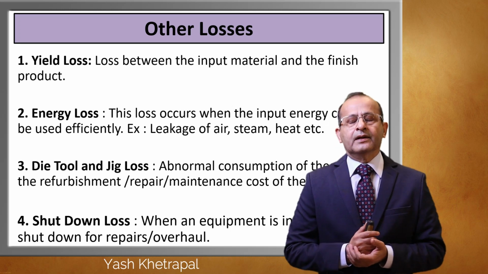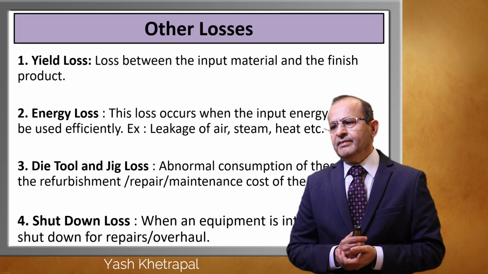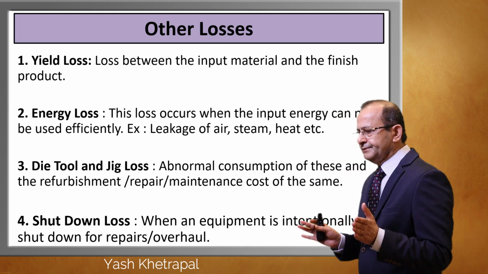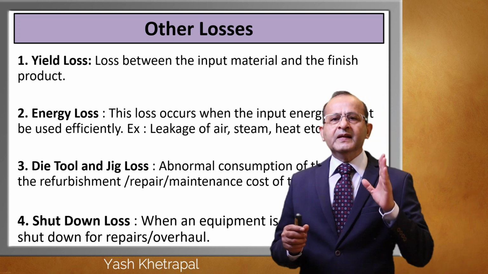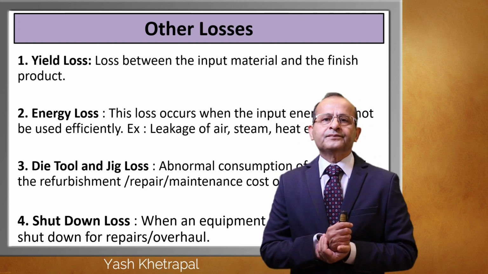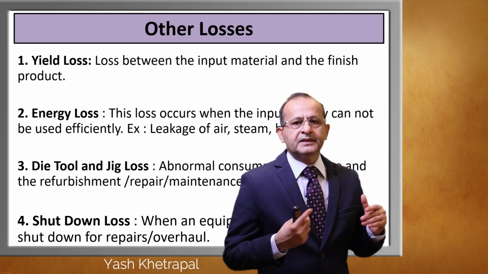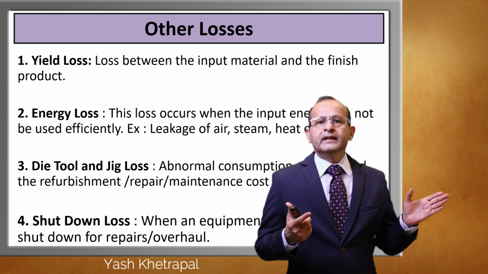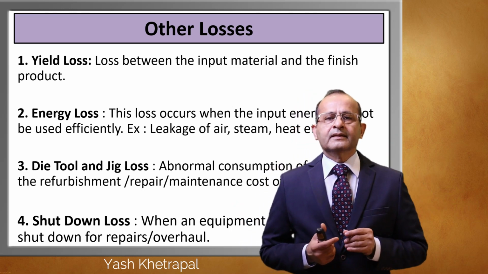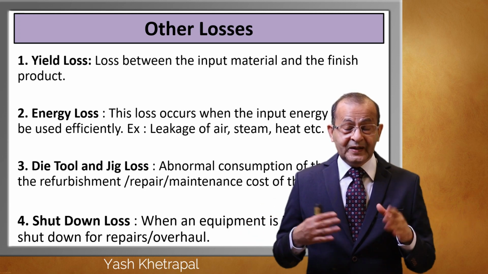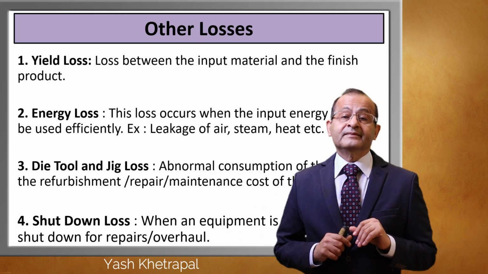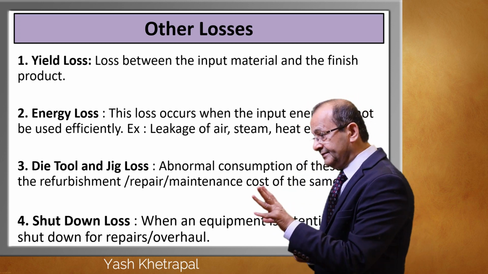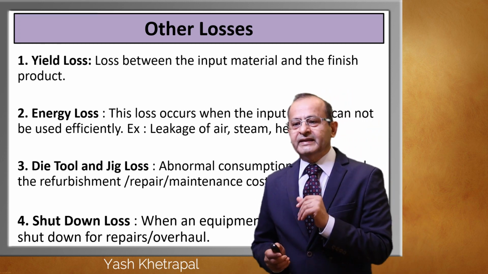Die, tool and jig loss: abnormal consumption of these. I made a new die. The new die was supposed to give me 1 lakh pieces in die casting, but the die broke at 50,000 numbers. I have to go for a new die. A sheet metal die was supposed to give me 5 lakh pieces, but the die conked off at 2 lakh pieces. I have to go for a new die. Why has this happened? Was it because of poor raw material of the die? I have to study and take corrective action.